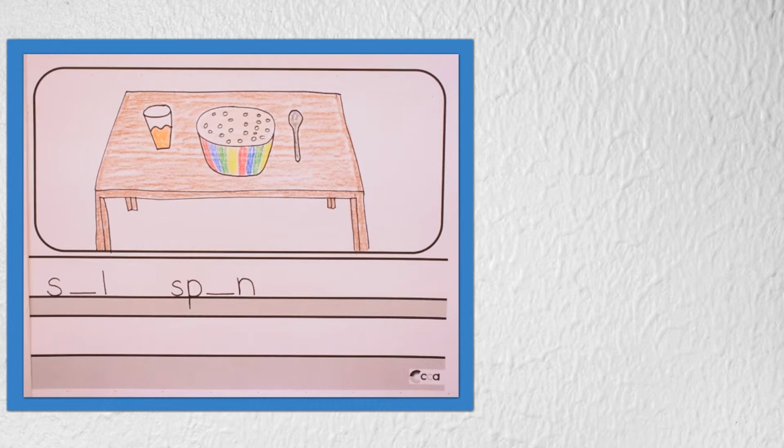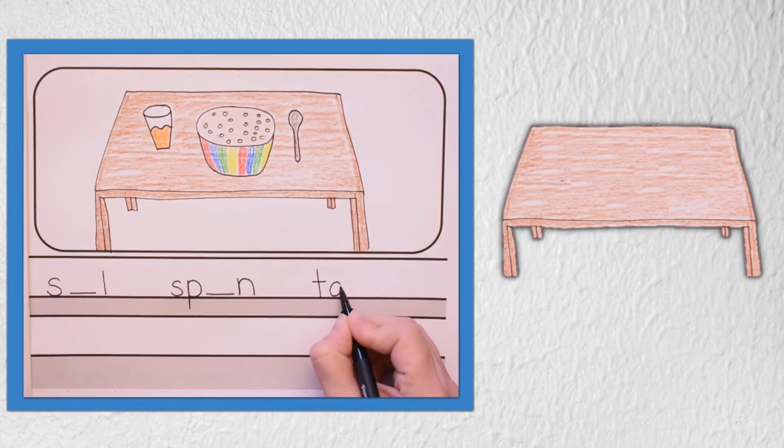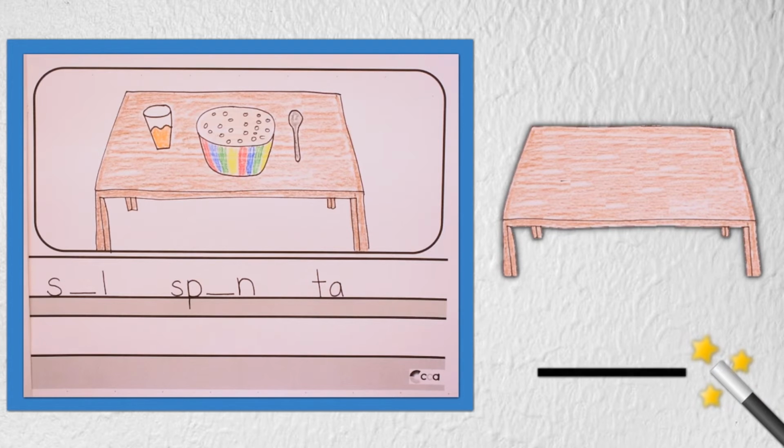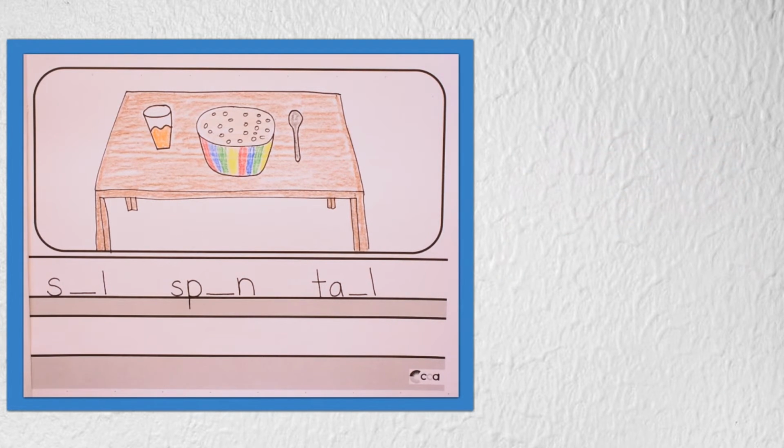My cereal and spoon are on a table. I'll write table. Table. I hear the b sound, but I forget which letter spells that sound. Do you remember what I can use when I hear a sound but I don't know what letter to write? Did you say a magic line? That's right! I can use a magic line. Table. I think I'm finished.